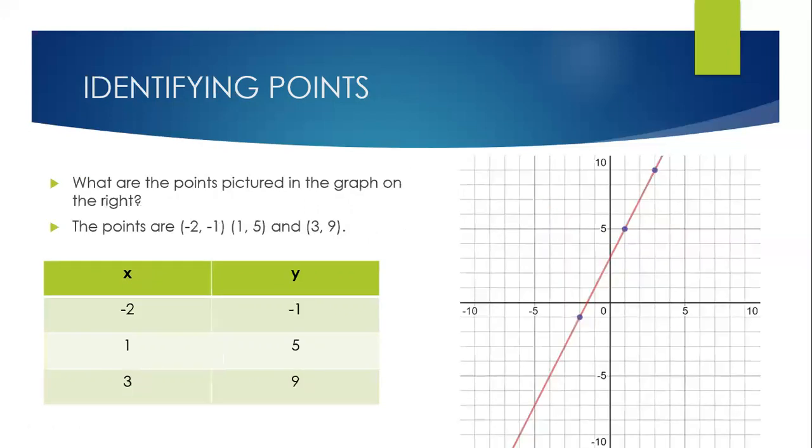Let's work a second example. What are the points pictured in the graph on the right? The points are (-2, -1), (1, 5), and (3, 9). So over 2 to the left, down 1 is (-2, -1). Then we have (1, 5). Then we have 3 over and 1, 2, 3, 4, 5, 6, 7, 8, 9 up, (3, 9). So again, we're just identifying the points on the graph.